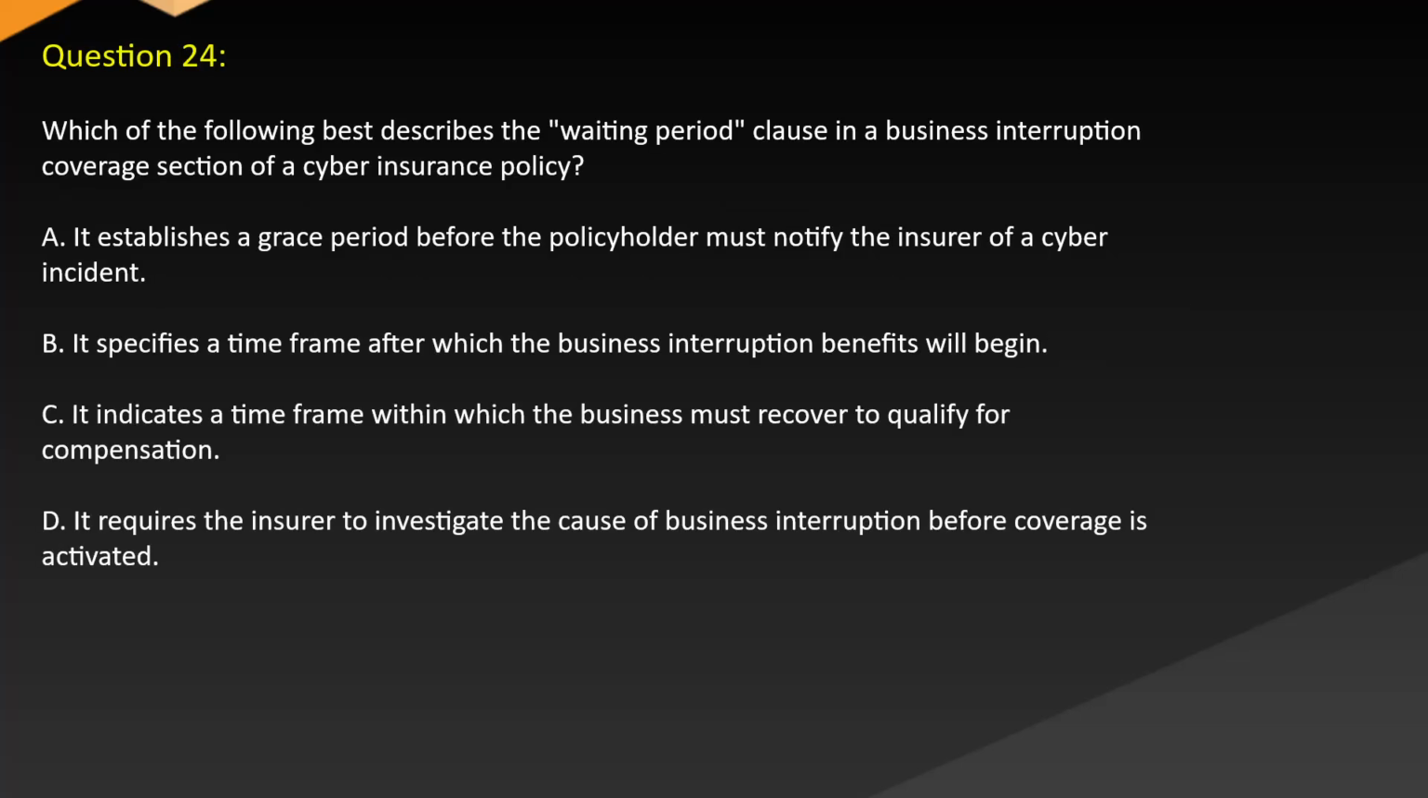Question 24. Which of the following best describes the waiting period clause in a business interruption coverage section of a cyber insurance policy? A. It establishes a grace period before the policyholder must notify the insurer of a cyber incident. B. It specifies a time frame after which the business interruption benefits will begin. C. It indicates a time frame within which the business must recover to qualify for compensation. D. It requires the insurer to investigate the cause of business interruption before coverage is activated.